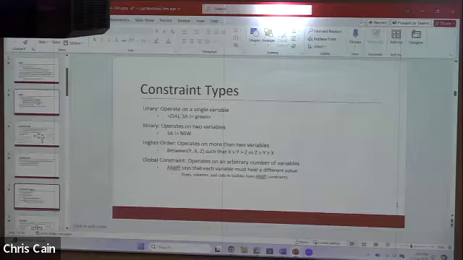We talked about the different constraint types. If it's unary, then it only operates on a single variable. So something like a professor can't teach before 10. That's operating just on the professor, on any class that that professor could teach.